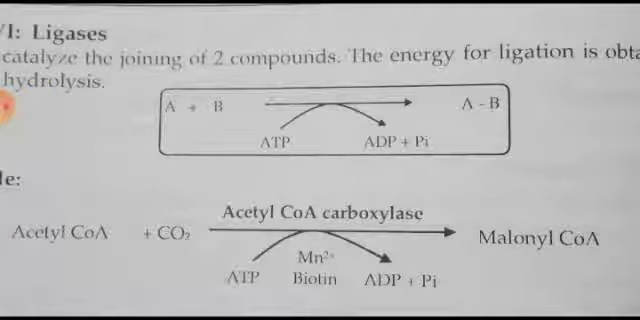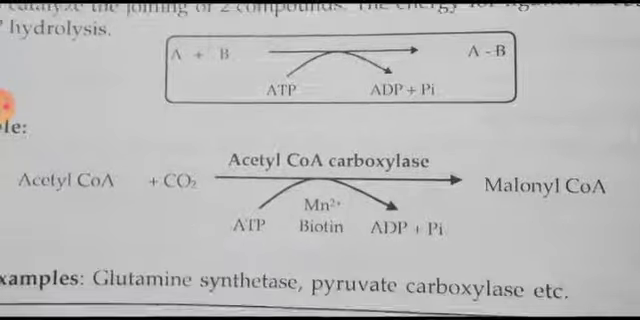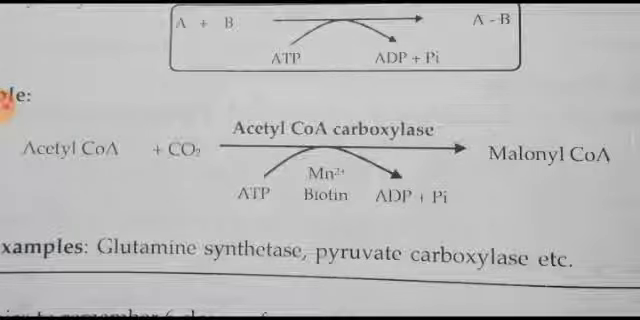Whenever you want to join two molecules, you require energy, and energy is derived from ATP. ATP is converted to ADP for binding A with B. This is the illustration. A specific example is acetyl CoA plus carbon dioxide. If acetyl CoA is A and carbon dioxide is B, it is converted to malonyl CoA, which is the AB. In this reaction also, below the arrow mark, you can see ATP converted to ADP. For joining the two compounds, energy is required in the presence of manganese and biotin.